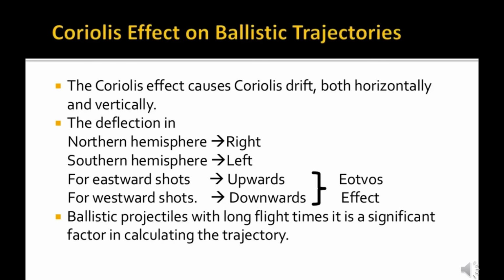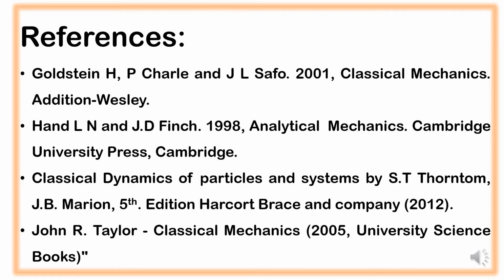Now, the Coriolis effect on ballistic trajectories. The Coriolis effect causes the Coriolis drift both horizontally and vertically. The deflection is to the right in the northern hemisphere and to the left in the southern hemisphere. For eastward shots, the deflection is upward, and for westward shots, downward, and that upward and downward effect is called the Eötvös effect. For ballistic projectiles with long flight time, it is a significant factor in calculating the trajectories.